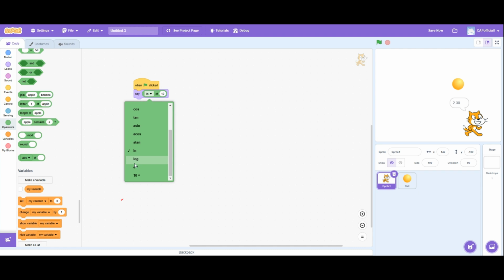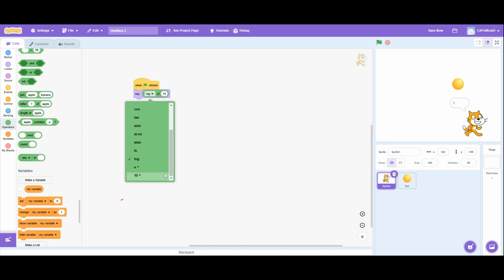And next is log. This does the same thing as natural log, except it does it with 10 rather than e. So the log of 10 would be 1, because if you raise 10 to the power 1, you get 10.